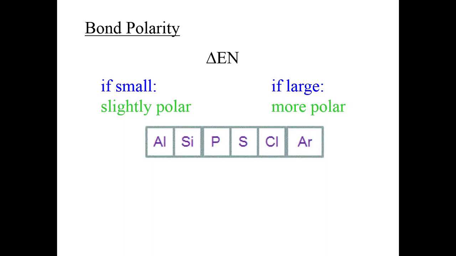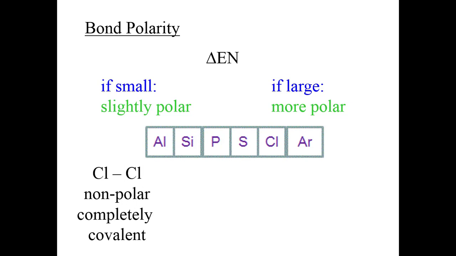Here are the p-block elements in the third row of the periodic table. We know electronegativities increase going to the right, although argon, with the exception of a few unstable compounds, is not involved in covalent bonding. If the electronegativities of the two atoms in a covalent bond are identical, we would expect the bond to be nonpolar or completely covalent, with no positive or negative end. An example would be the Cl-Cl bond.